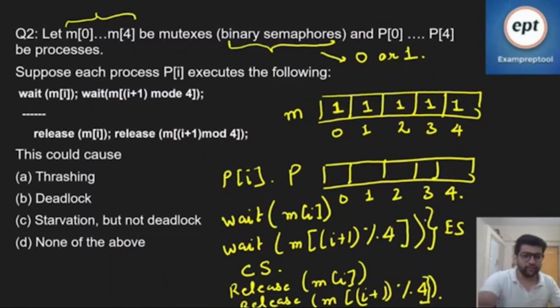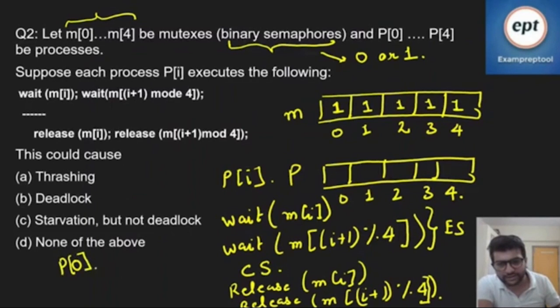So let us assume that the P0 process starts executing. The P0 process starts executing, and it executes till this wait Mi instruction. So it executes this wait Mi instruction and then it is preempted. So the P0 process has locked this mutex. So let me just write 0 here. It means the 0th resource or the 0th mutex is locked by this particular process.